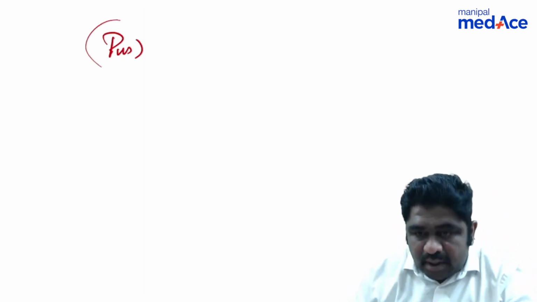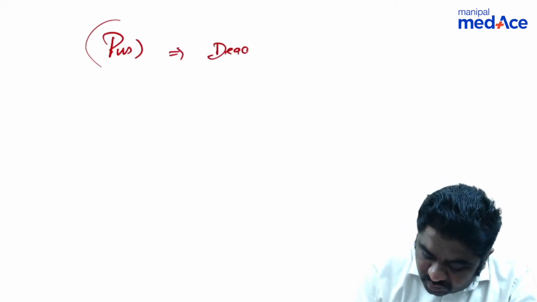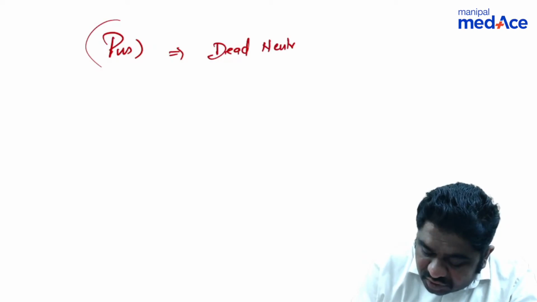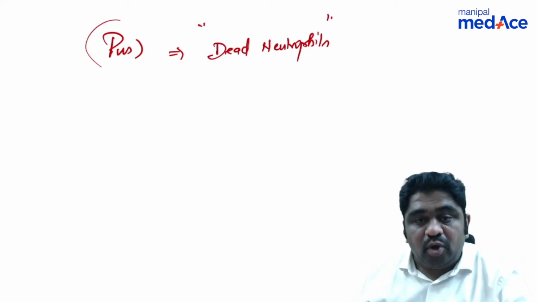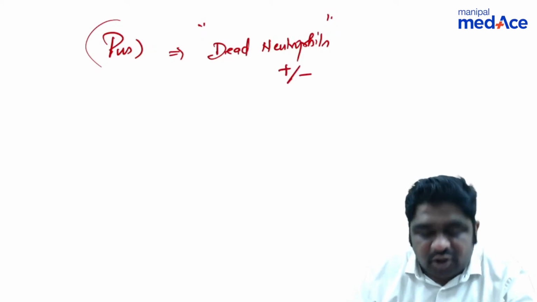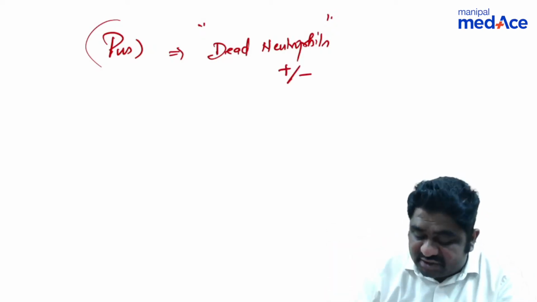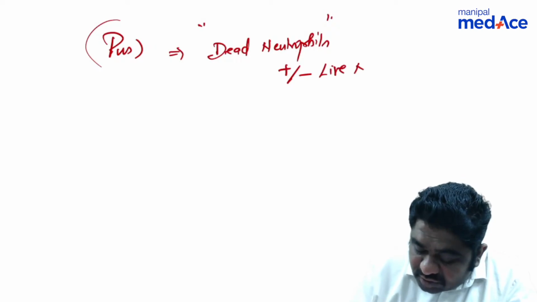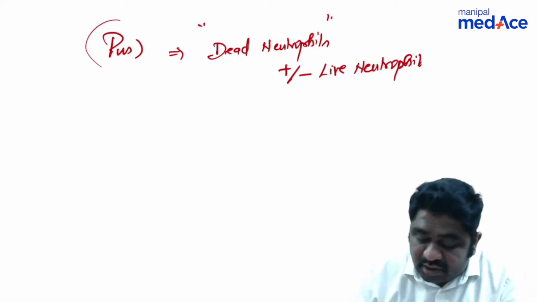What is pus? Okay. Pus is equal to dead neutrophils. This is the most important thing you have to know. Dead neutrophils plus or minus. Plus or minus means whatever I'm going to write next may be present, may not be present, which is live neutrophils. But dead neutrophils should be present.